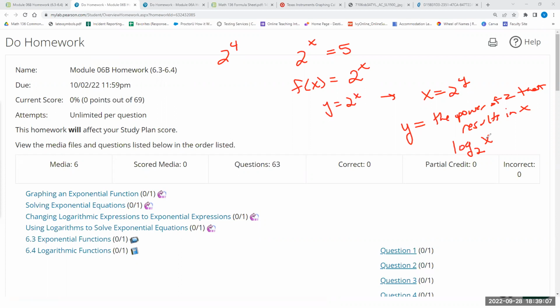If you do composition with them, they undo each other. So like log base 2 of 2 to the power, like just gets that power back, and the other way around as well. And also being the inverse is, the x and the y switch. So you have all those characteristics with the graphs and the domain and range and how they relate.